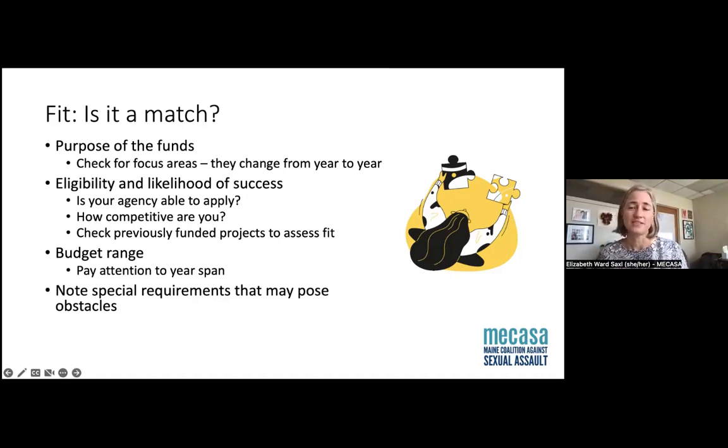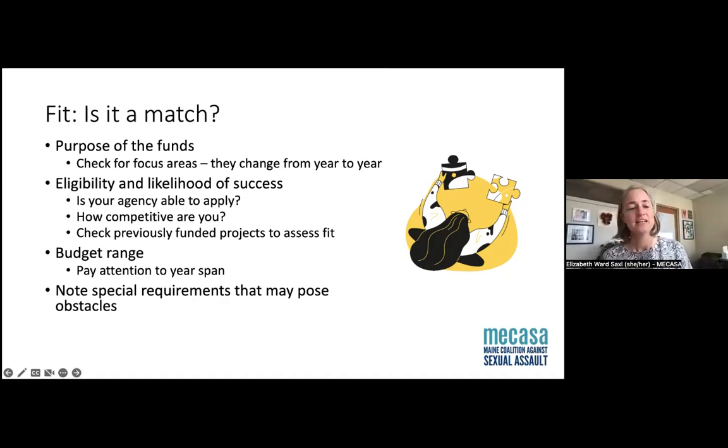Eligibility and likelihood of success. One of the first things I do is go straight to the eligibility section. I'm like, oh, no, this one's only eligible for state government. Okay, send that to DHS or put it in the trash. It doesn't even matter what it's for. It's not going to apply. And then whether or not you're truly competitive.